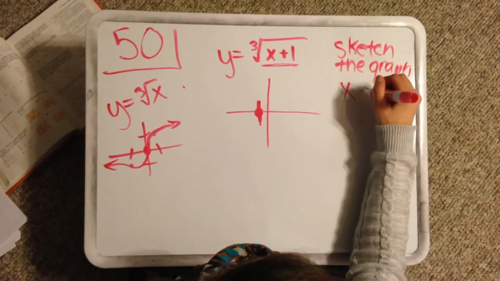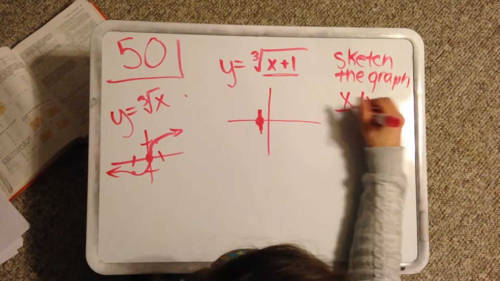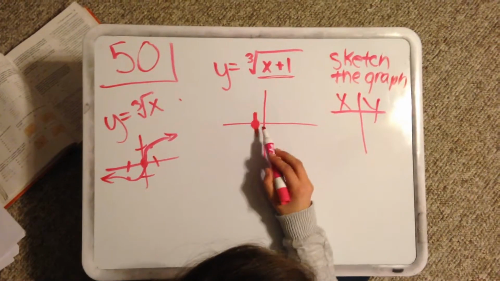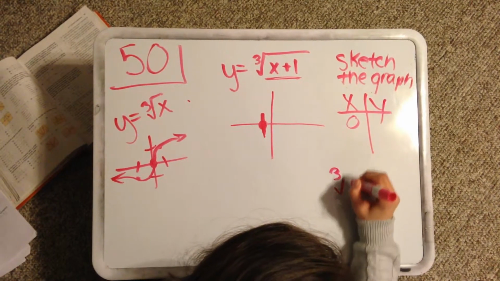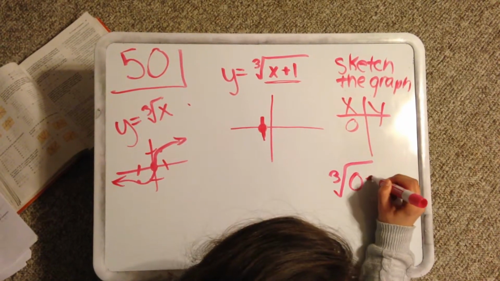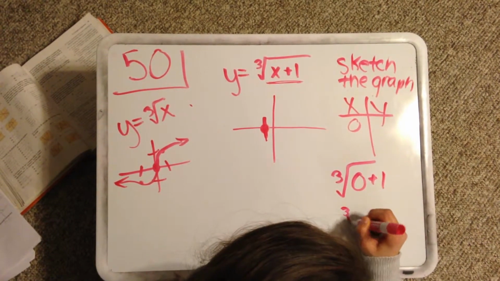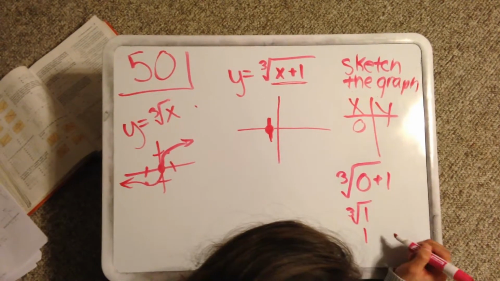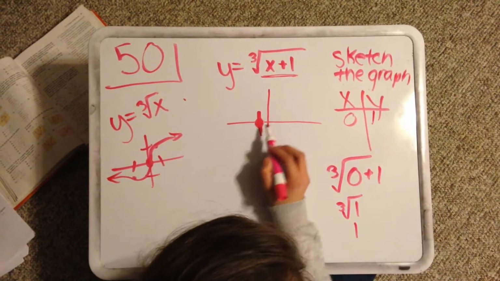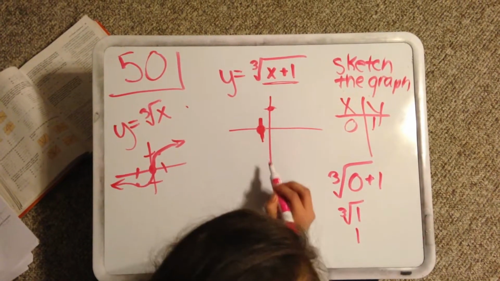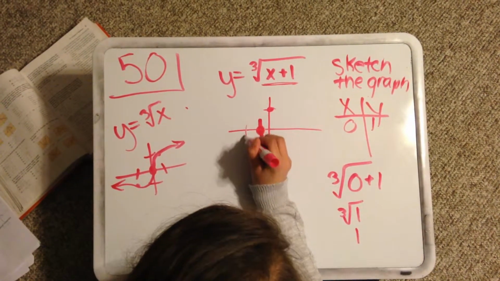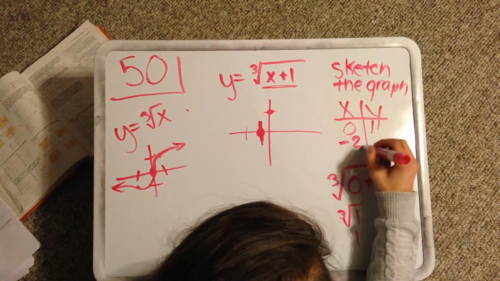Okay, so now you can make your x and y table, and you pick points to plug in. I'm going to pick 0 as x, so you do the cube root of 0 plus 1, which gives you the cube root of 1, which is 1. So that's that, so you go over 0, up 1.